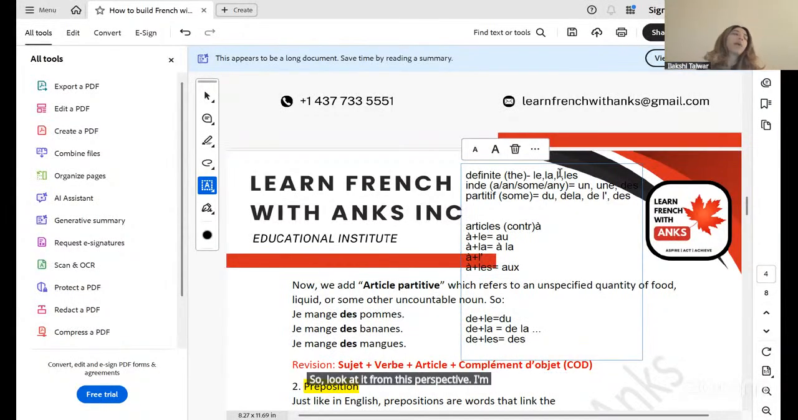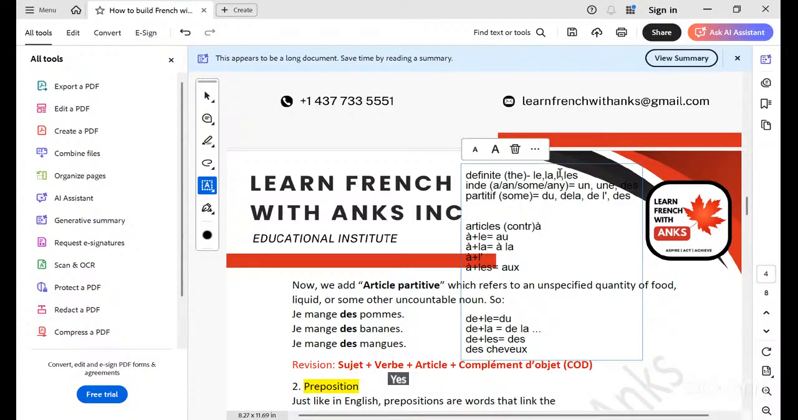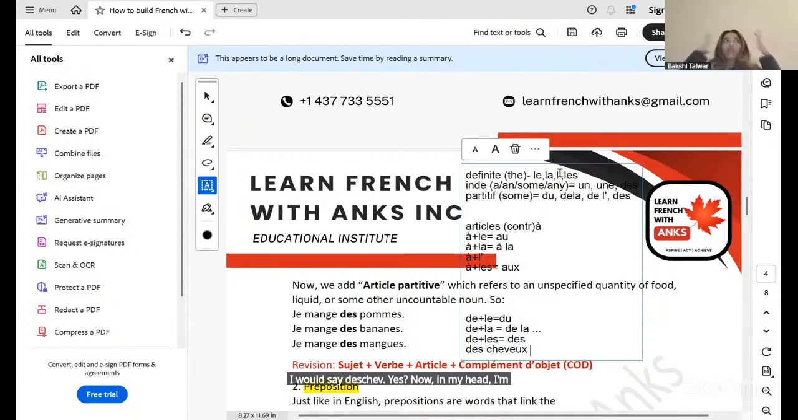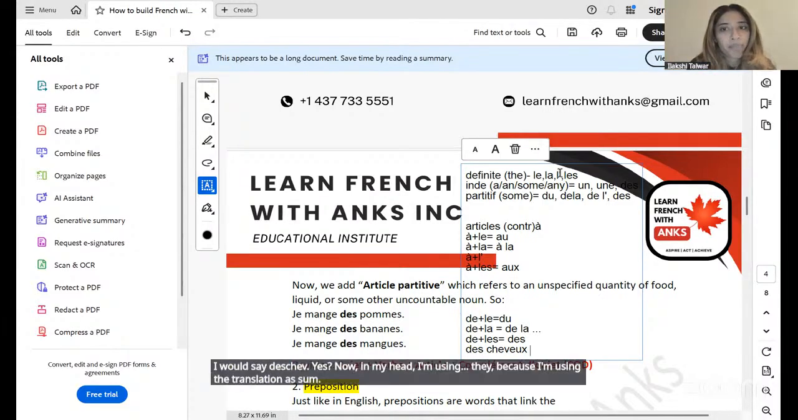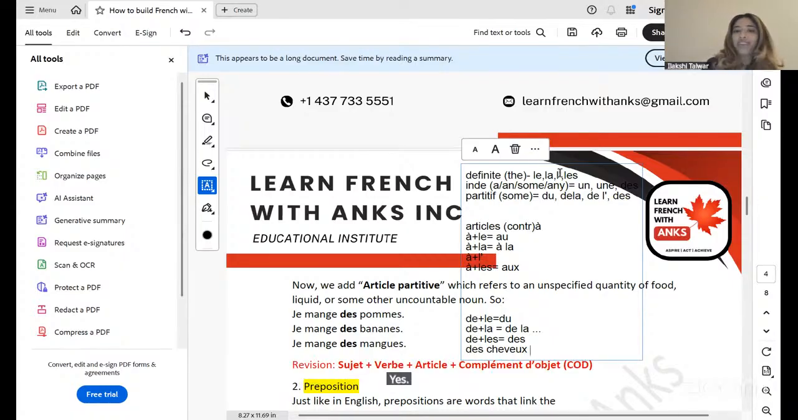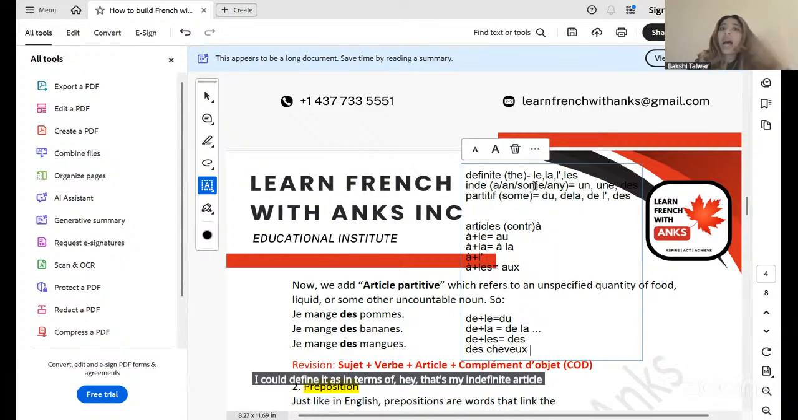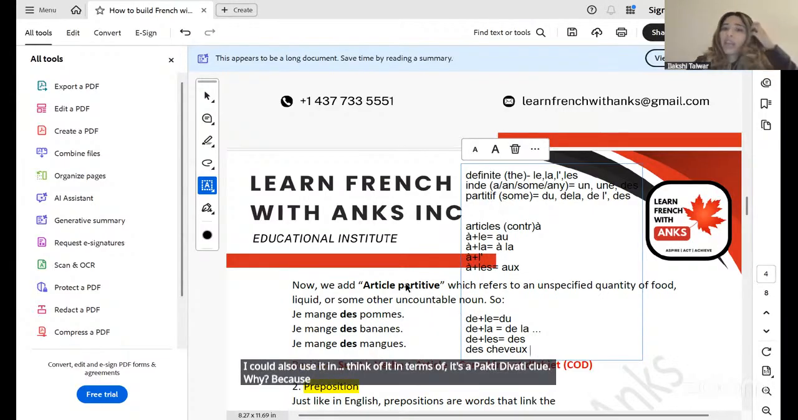I'm saying I have some hair. Okay. I would say des cheveux. Yes? Now in my head, I'm using des because I'm using the translation as some. I could define it in terms of, hey, that's my indefinite article. I have some hair. I could also think of it as a partitif article. Why? Because uncountable. No, I can't count hair.